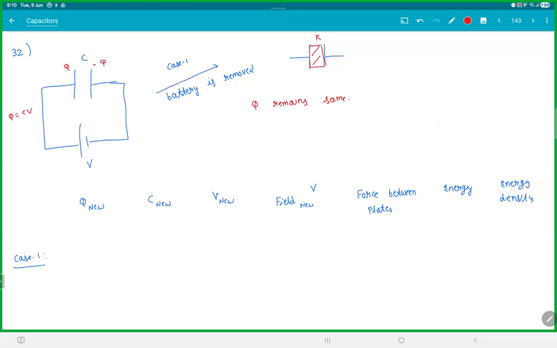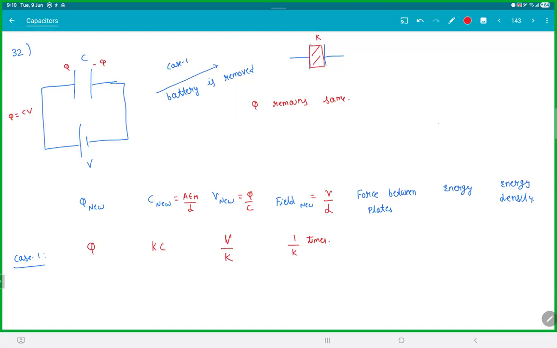So that is the first thing. So what is the new capacitance? Remember the capacitance formula is A epsilon medium by D. You introduced a slab K, so capacitance becomes KC. Charge remains same, Q. What is the potential difference? Q by C. Q remained the same, but capacitance became KC, so potential becomes V by K. What is the field between the plates? Field between the plates is potential difference by distance. The potential difference became V by K, distance remained same, so field also becomes 1 by K times.